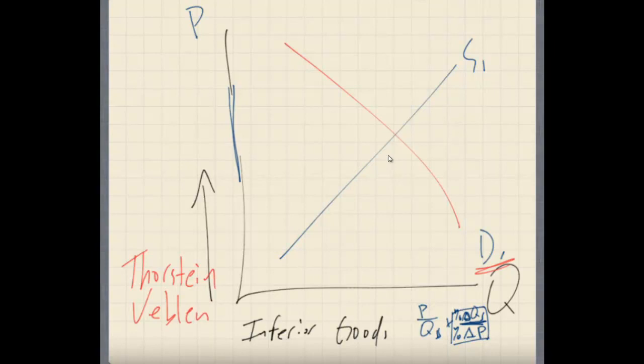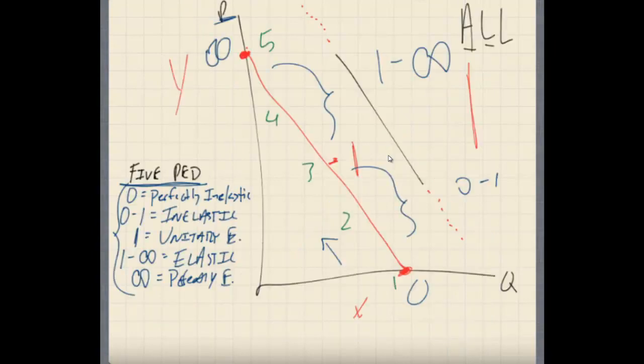Now, remember, we had five different types of elasticity, right? With demand, we had perfectly inelastic, inelastic, unitary elasticity, elastic, and then perfectly elastic, five. So let's start with these two extremes. Let's see what they look like on our supply curve. And then we'll go in, because we have five different variables with our supply curve as well.